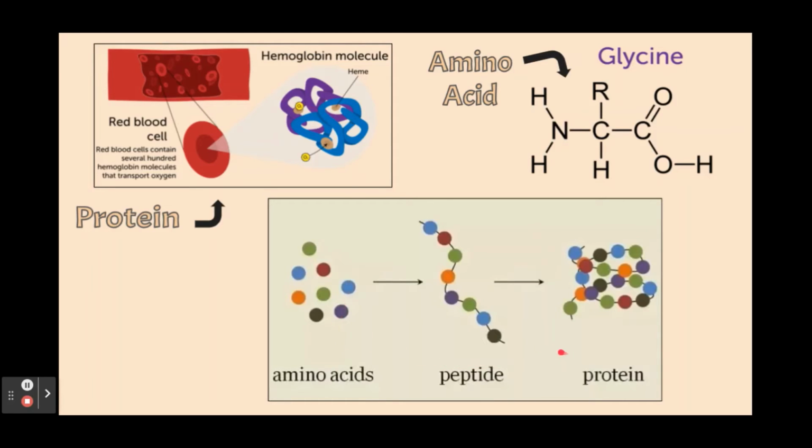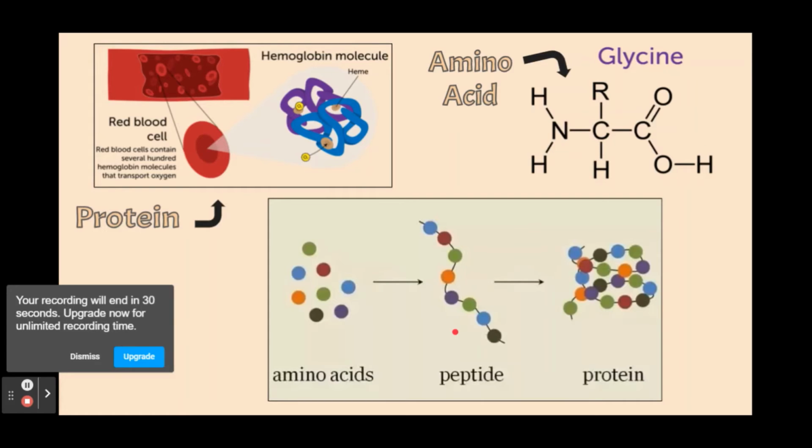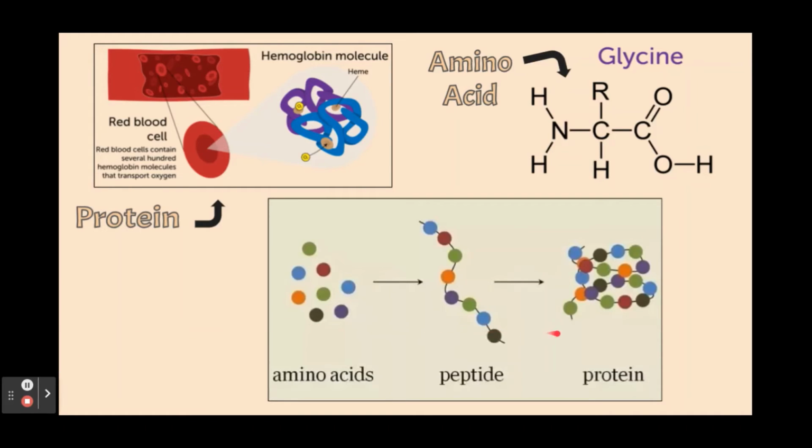So here we have this good visual picture. Amino acids are just the basic unit of protein, and then when they're joined together, they make a peptide, and then many peptides are polypeptides, and then we have a protein, which is many peptides together.